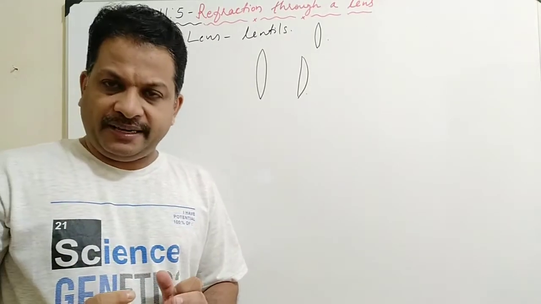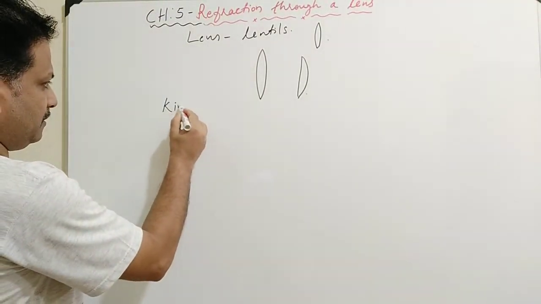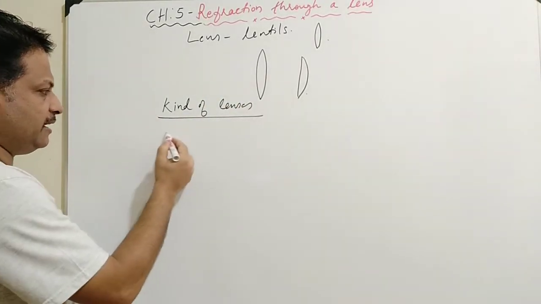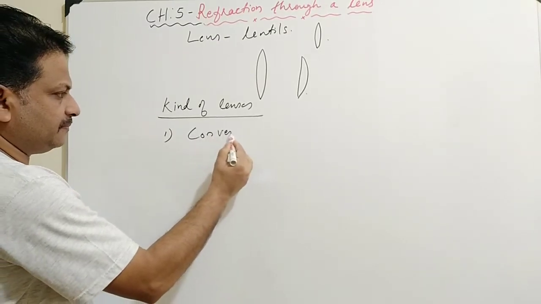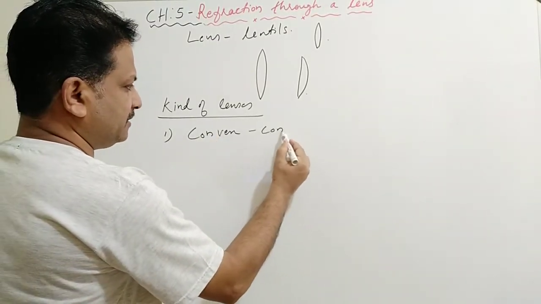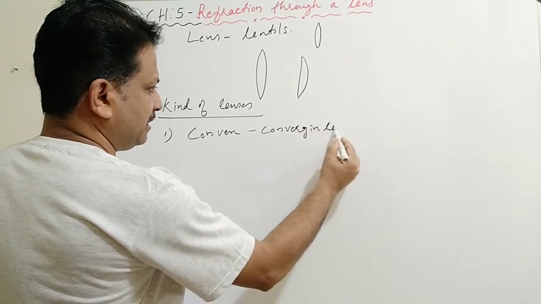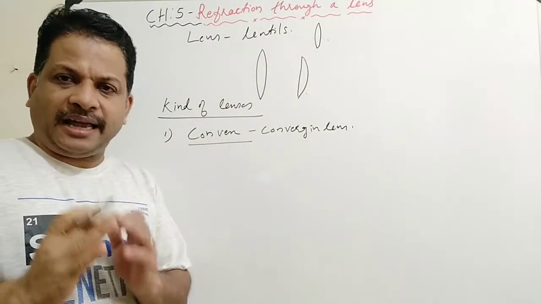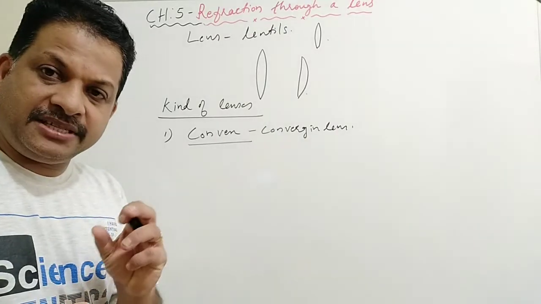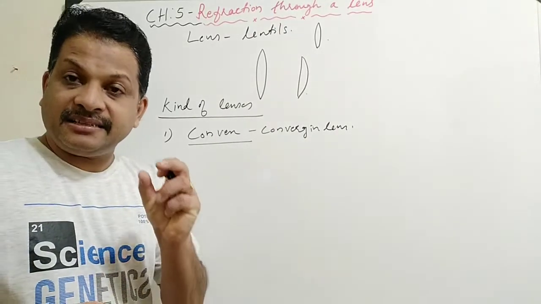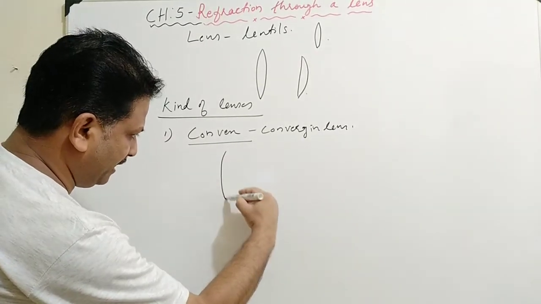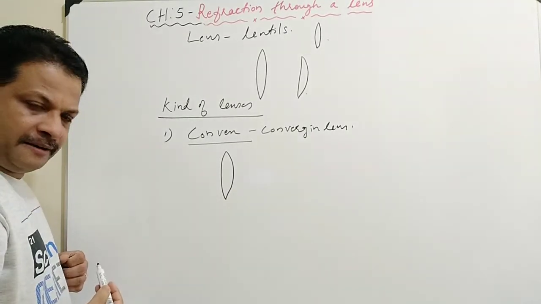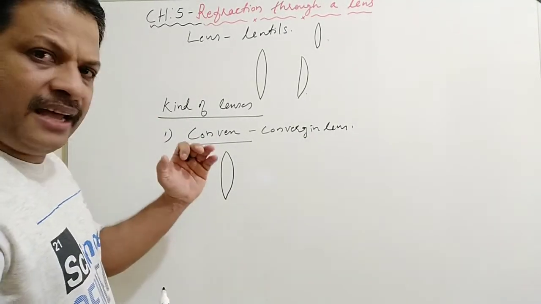Then there are two types of lens. The first one is the convex lens. It is also known as converging lens. Then what is a convex lens? How does it look? A convex lens is a lens which is thicker at the middle and thinner at its edges, as shown on the board. Clear?